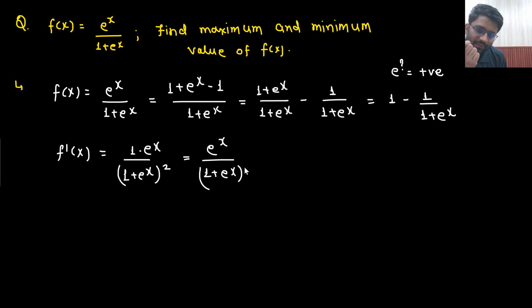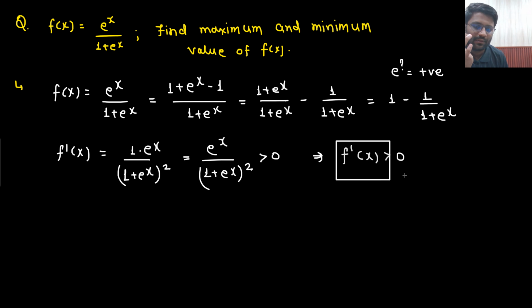Now what do you see here? Isn't it always positive? So e to the power x is always positive. This is positive. This is positive. Then there is a whole square, always positive. What are you understanding from here? That f dash x is always greater than 0. f dash x is always greater than 0. This is what we have understood.